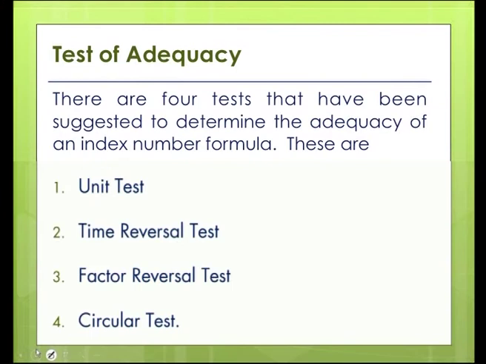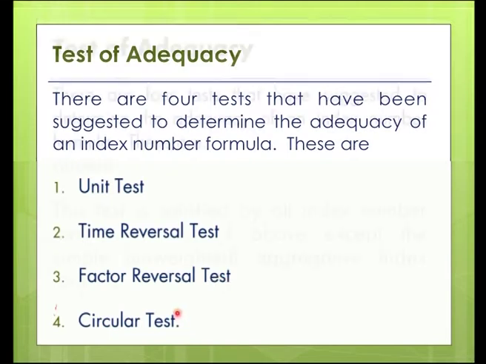Next, criterion for a good index number. For a good index number, four tests are taken into account, and it should satisfy the four tests, then only will it be called a good index number. So, test of adequacy: there are four tests that I have suggested to determine the adequacy of an index number formula. These are unit test, time reversal test, factor reversal test, and circular test.